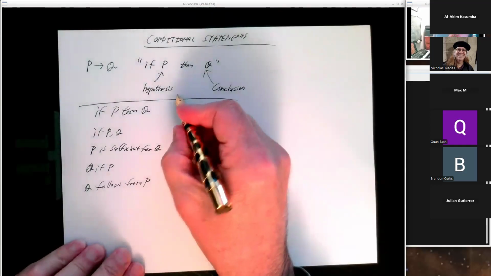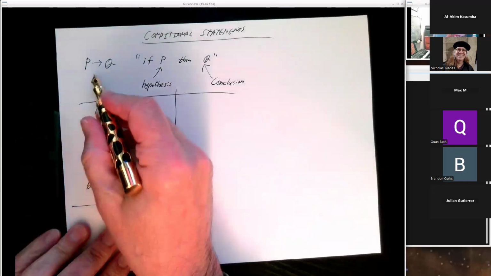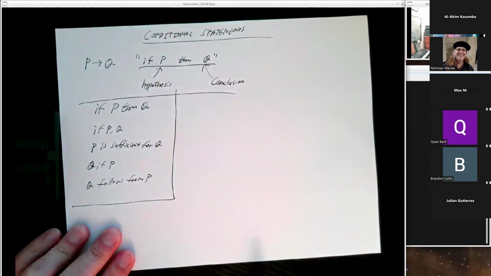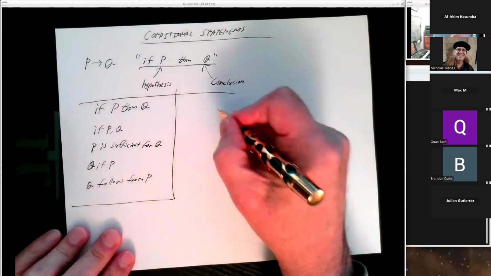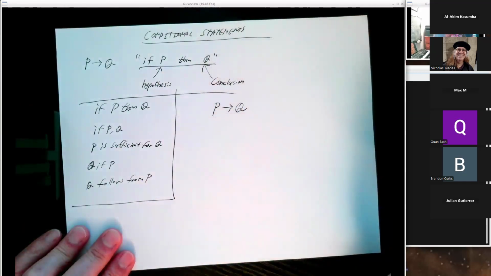All right, so P and Q are propositions. This is a new proposition. This is a declarative statement. It has a truth value. If we have this proposition, if P then Q, we can define three other propositions related to this.